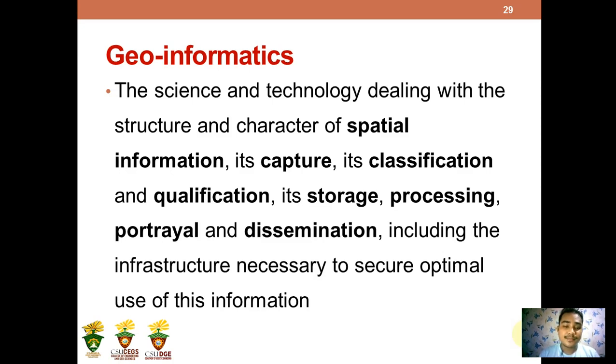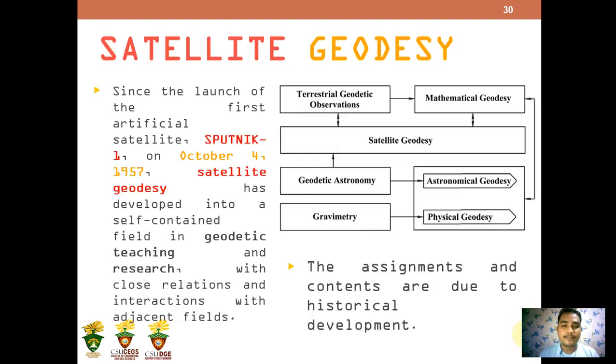It captures the classification and qualification, storage and processing, and dissemination, including the infrastructure necessary to secure optimal use of the information. So, geoinformatics as a whole is the science and technology da kuno nga i-characterize niya ang spatial information such as the locations, i-integrate, i-classify, i-store, i-process pa jud. And out of that processing and different techniques and methods, i-portray siya by the use of maps, no, or infographics, and i-disseminate for the information of everyone. So mao na siya ang meaning sa geoinformatics.